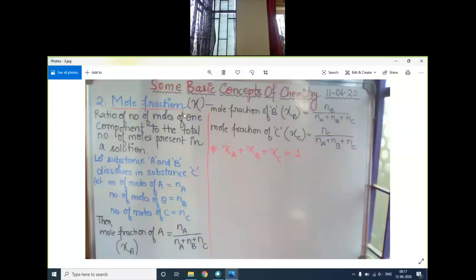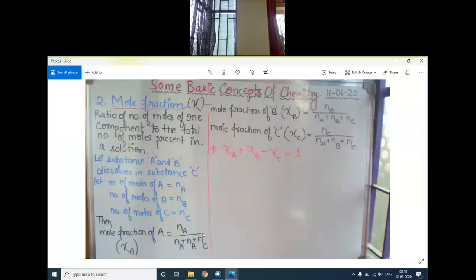We know mole fraction means the ratio of the number of moles of that component to the total number of moles. So first of all, I am finding out the mole fraction of A. I am denoting it here as xi A. Okay, this is the notation. So the mole fraction of A will be the number of moles of A divided by the total number of moles.